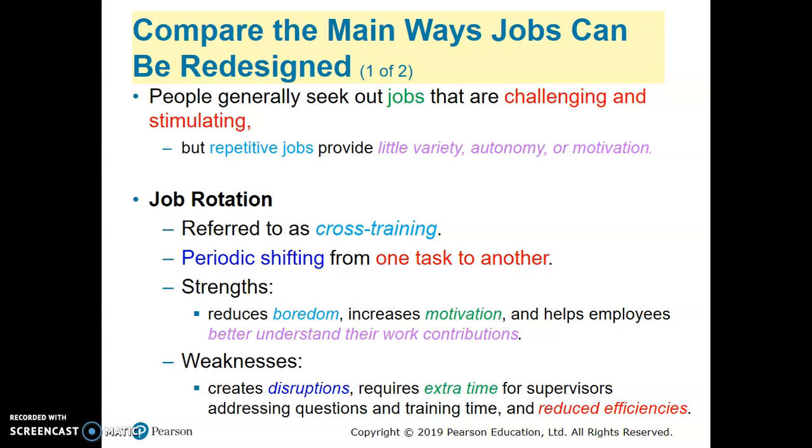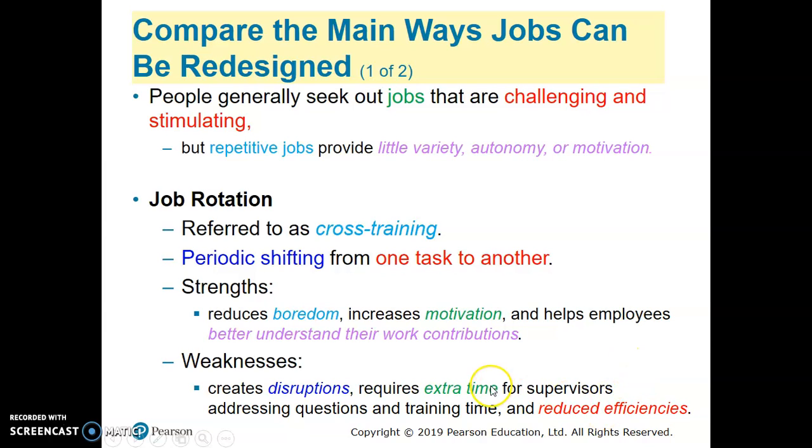So it is very hard for the supervisor to train new employees, and then they have to go to the next department, and then the next department. So they are not really expert in the job. They move to other departments. So that is one of the weaknesses of job rotation.